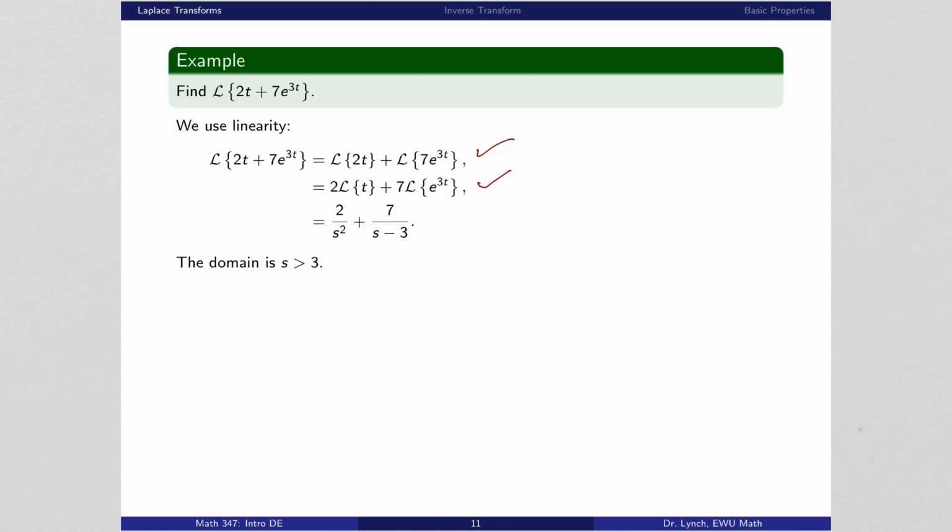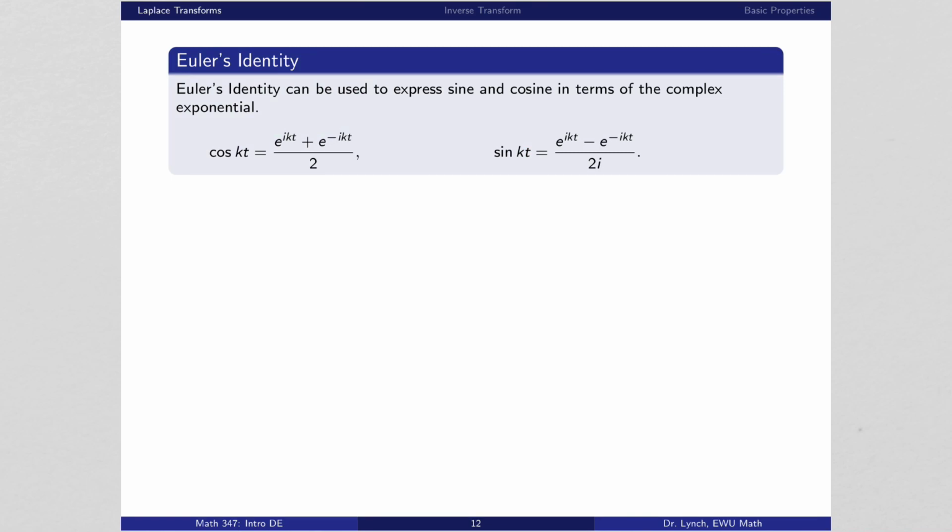And I'm not going to belabor the domain too much longer, but I will say that we'll take the domain to be the intersection of the two domains, which in this case is s greater than 3. Turns out linearity combined with Euler's identity is a convenient way to identify the Laplace transform of the sine and the cosine.